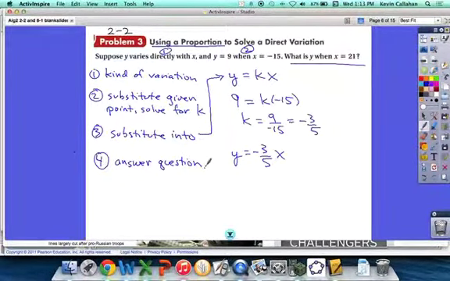Okay, if y equals negative 3/5 x, how can we tell what y equals when x equals 21? Well, you can substitute 21 for x, right? Because you know k already, then you'll be able to solve for y. Plug in y equals negative 3/5 times 21, which is negative 63/5.